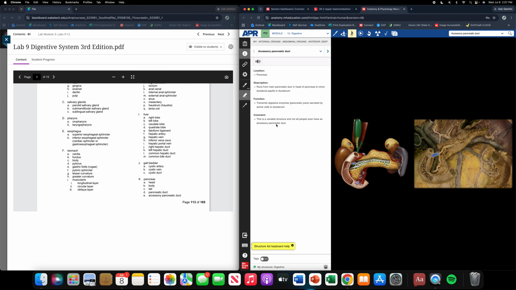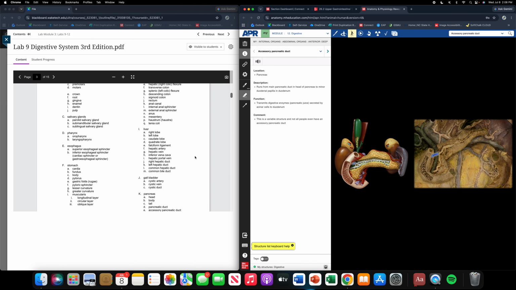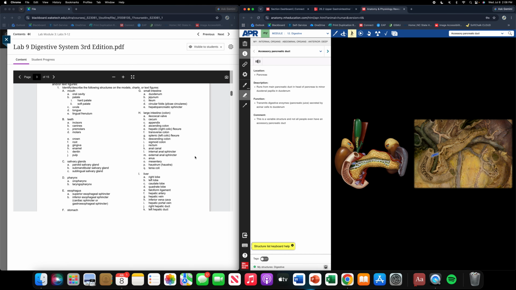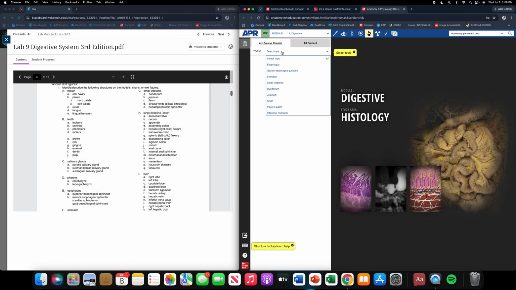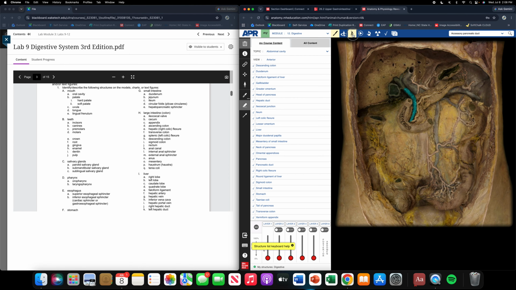And as it notes here, that's why I like looking at these notes, because it will tell you that not all people even have an accessory pancreatic duct. Most pancreatic juices, their signals are going to be released through the major pancreatic duct, or just pancreatic duct as we call it. Okay, I think that's pretty much all of those features. I don't believe there's much histology that we were looking at for this one. So pretty much everything is either going to be in the dissection or the practice atlas. If you have any questions, let me know.